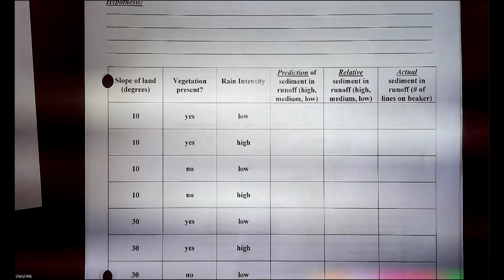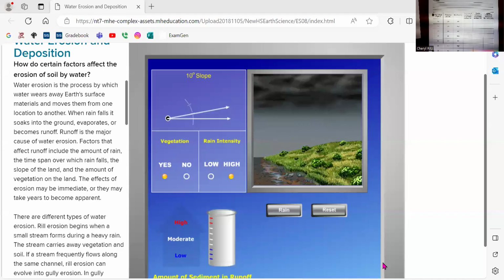Next, you're actually going to go ahead and do the simulation. So I'm going to go back and show you. With that first box in the table, it says we're going to have a 10% slope. We do want vegetation, and we want a low rainfall for the first one. So I'm going to go ahead and make it rain. Now it's stopped. You should be noticing that the river got darker. Hopefully you realize that the river is now full of sediments.